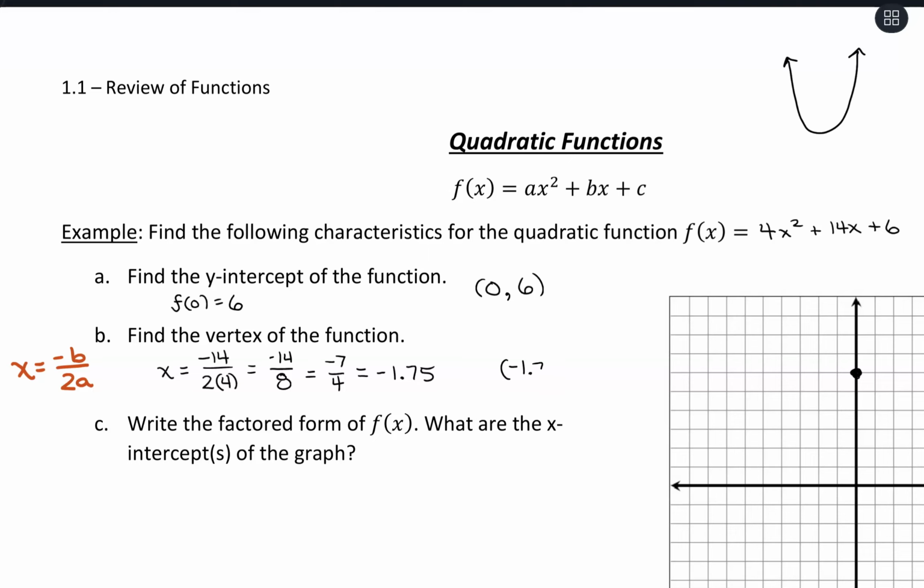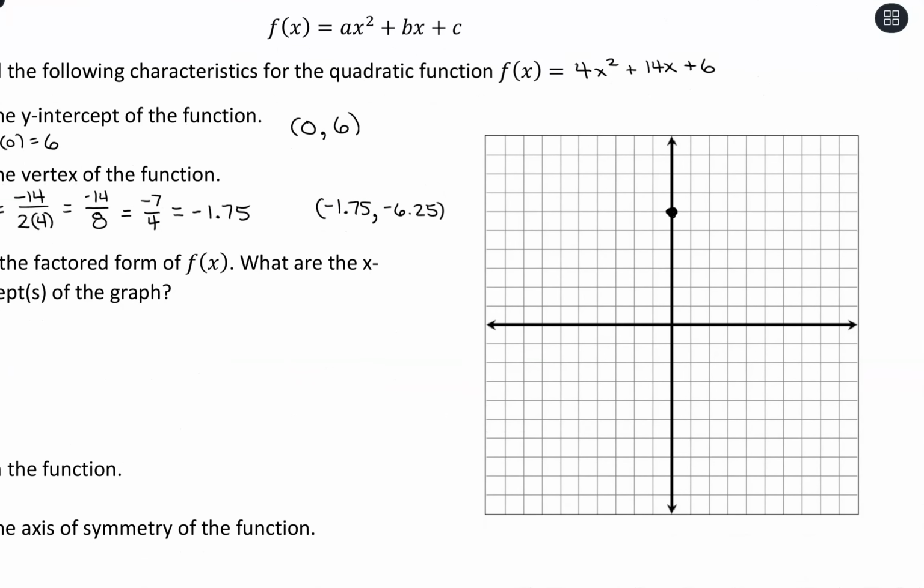And for our coordinate, to find the y-coordinate, we would plug it in. So we're going to do 4 times negative 1.75 squared plus 14 times negative 1.75 plus 6. And I messed up in my calculator one more time. Negative 6.25. Okay, so we have this coordinate. I'm just going to draw it as best I can. 1.75 and then negative 1, 2, 3, 4, 5, 6 with a little bit there.